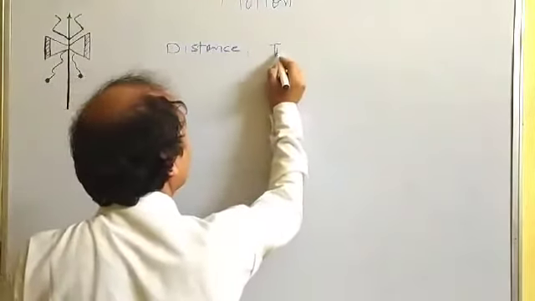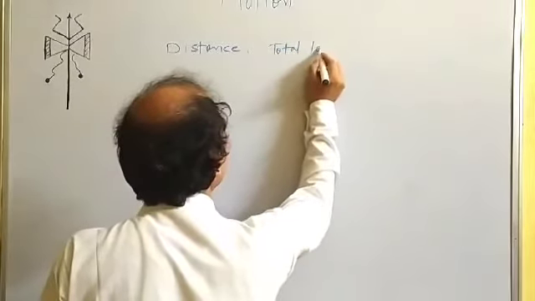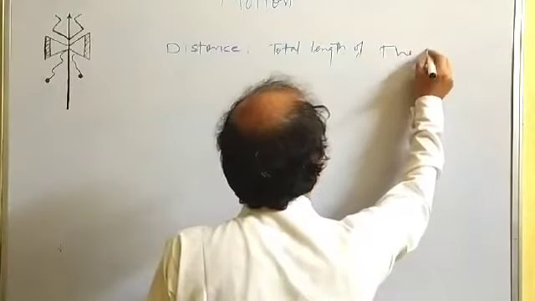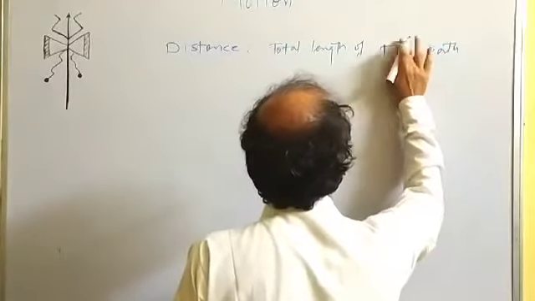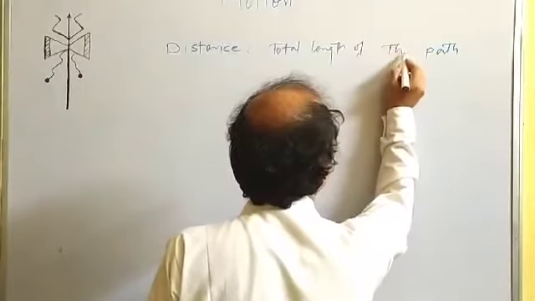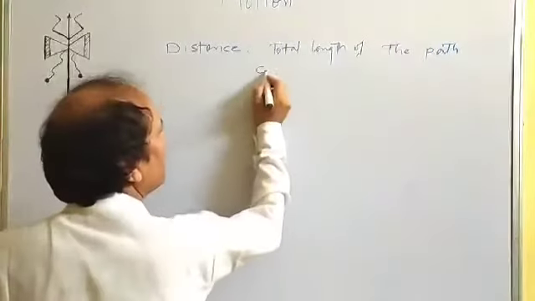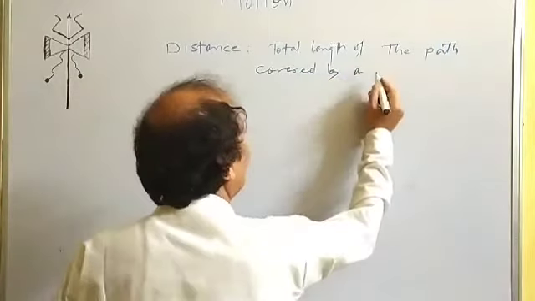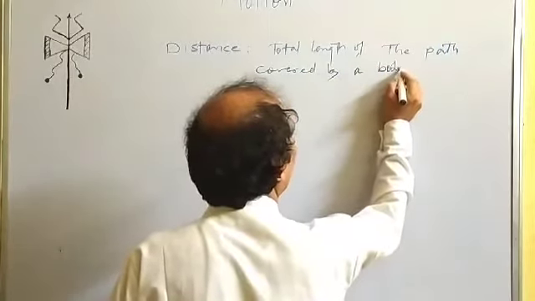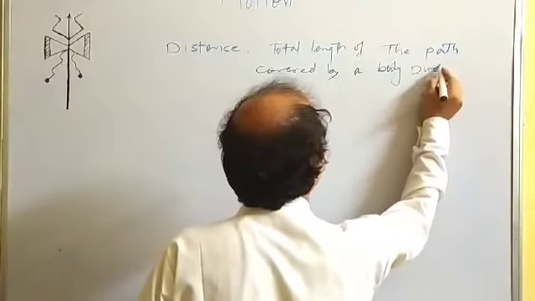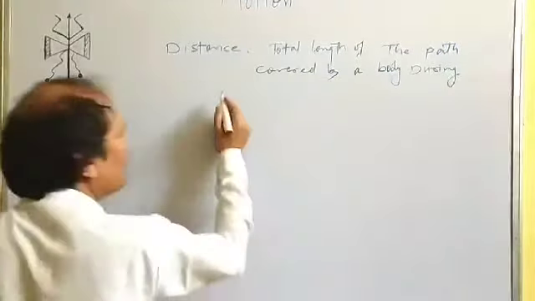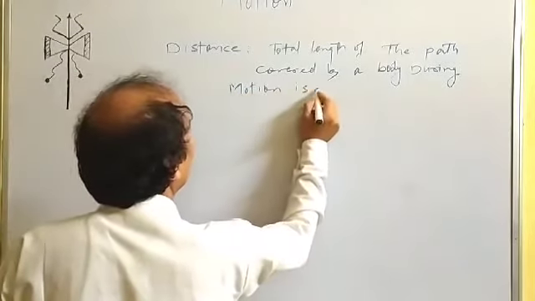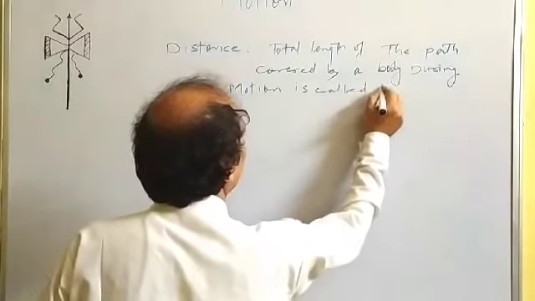Total length of the path covered by a body during motion is called distance.